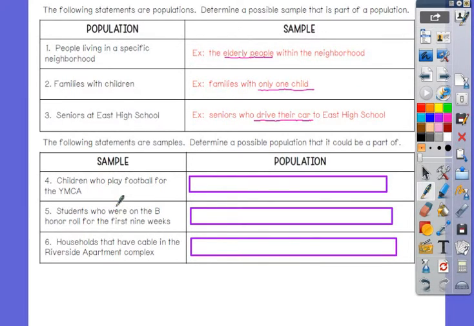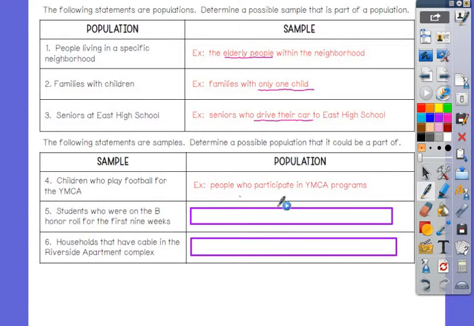Okay, now we're going the opposite way. They're giving me a sample. I have to figure out what the whole group would be. So the sample, they said, children who play football for the YMCA. What is the whole group there, Caden? Children at the YMCA, members of the YMCA, people of the YMCA. That's the whole population.